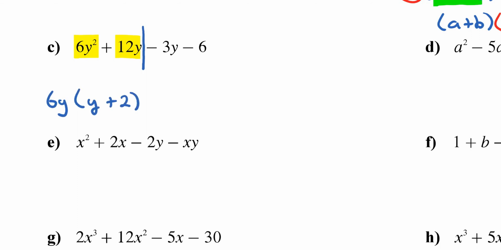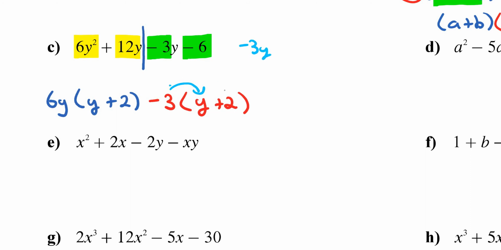And then on the right-hand side, I have a negative 3y and a negative 6. So if I look at the negative 3 and the negative 6, I can factor out a negative 3. And if I do that, I get y plus 2. Okay, and once again, if you're not sure if you did the factoring correctly, just kind of distribute. You get negative 3y, and negative 3 times 2 is negative 6, and that indeed matches the green expression there.